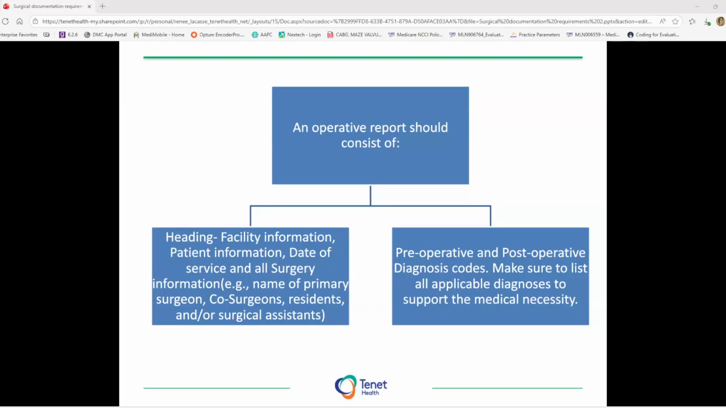You want to make sure that you have preoperative diagnosis codes, your postoperative diagnosis codes. You want to make sure that all diagnoses are applicable and are listed to support the medical necessity of that procedure.